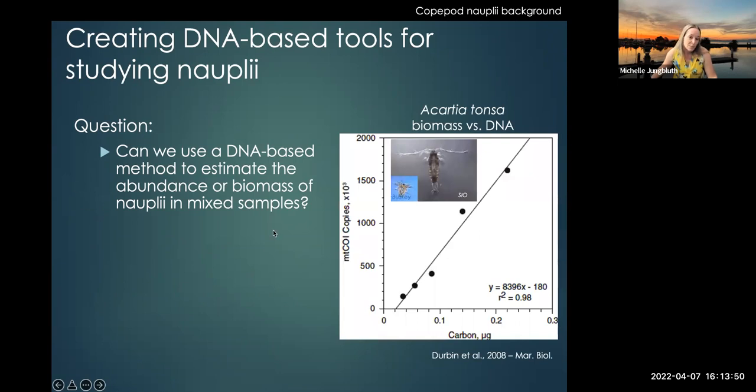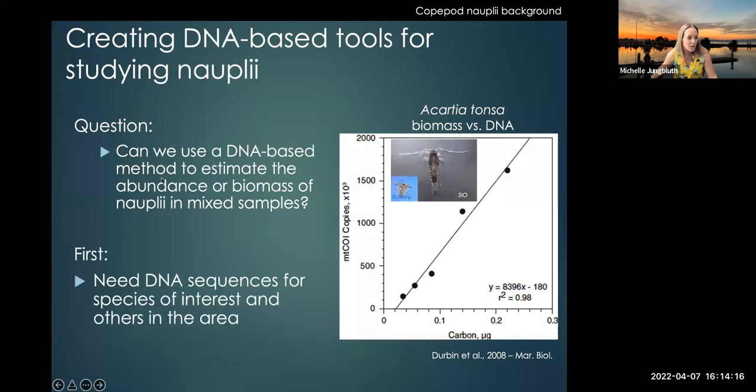And we had a hint that this would probably work from prior work by Durbin et al. 2008, which was able to describe the relationship between body carbon or biomass and mitochondrial DNA copy number using quantitative PCR for Acartia tonsa in culture. They developed it so that they could look at predation on the species, but they did find a nice relationship between biomass and DNA copy number. So I set off to do this for one of the species in my study region, which I'll detail next.